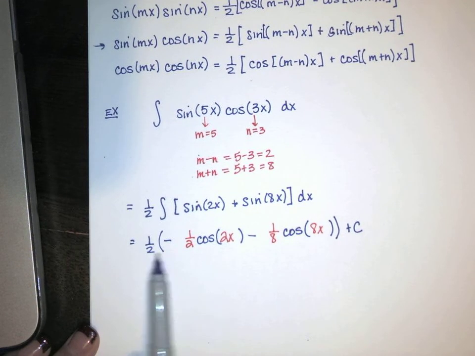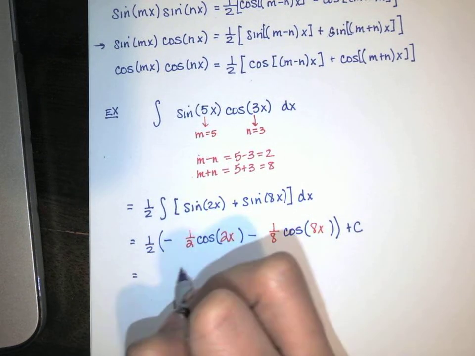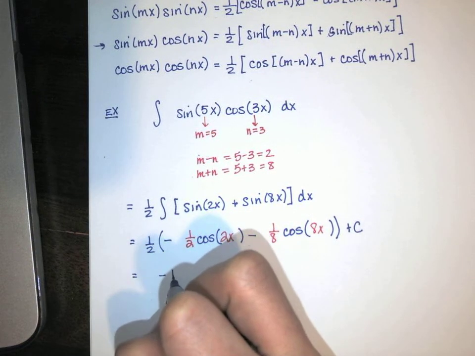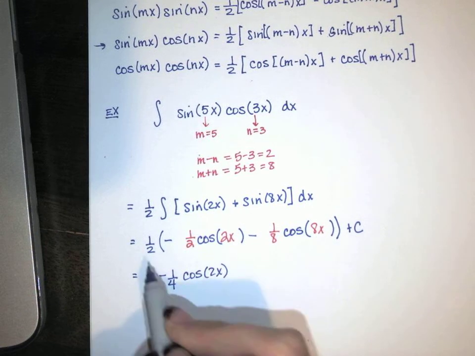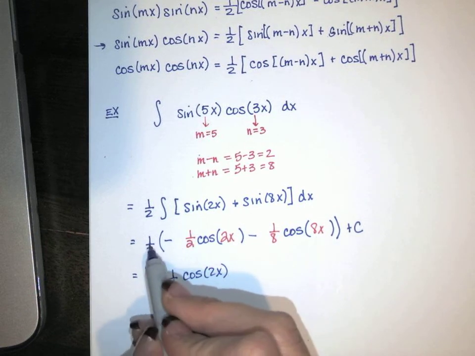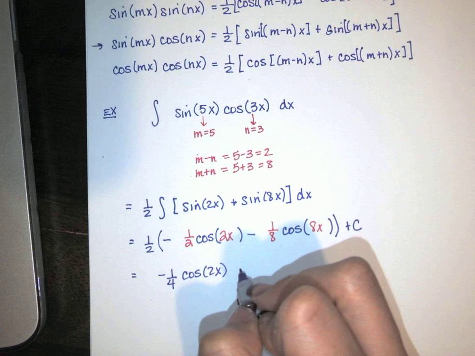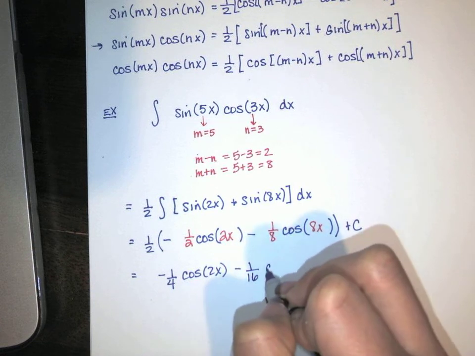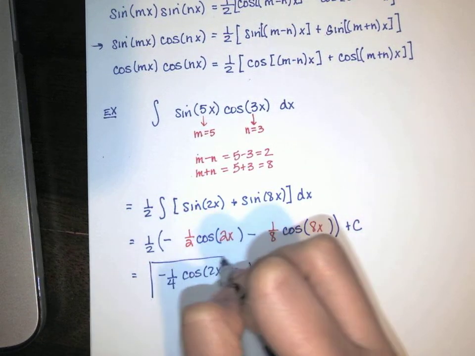Now, if you want, you can distribute the negative or the 1/2 through, or you could factor out the negative. That'd be fine as well. Lots of different ways to simplify this. Negative 1/2 times positive 1/2 is negative 1/4, and the 1/2 times the negative 1/8 is negative 1/16. Super simple, easy breezy.